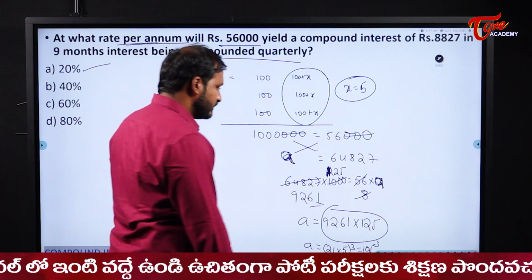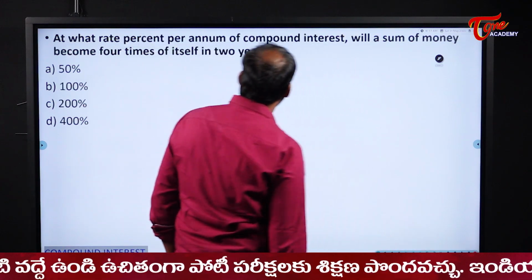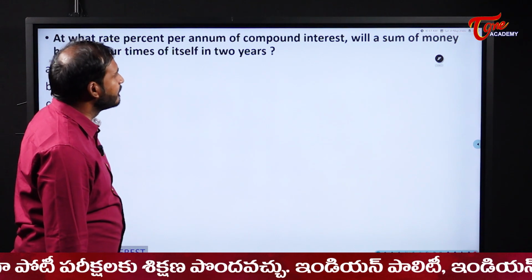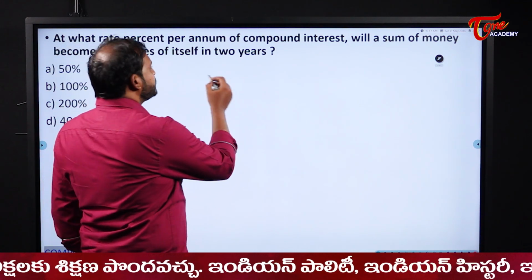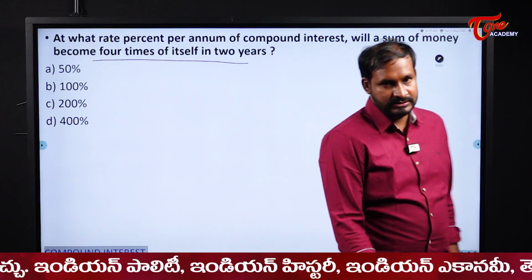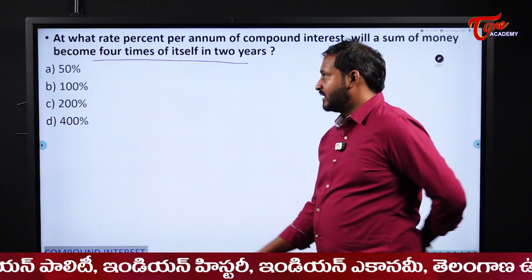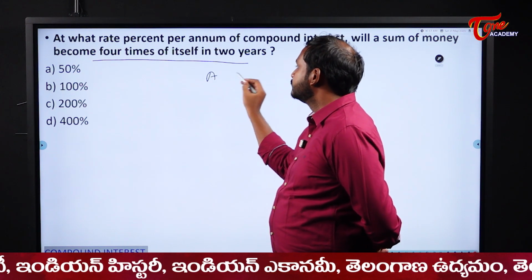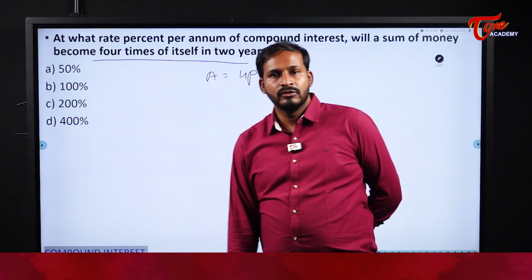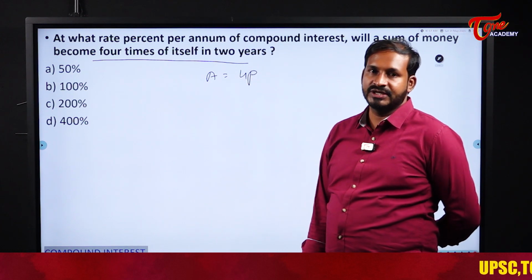Okay, next one. Be a little bit quick and observe the things carefully to get the answer. At what rate percentage per annum of compound interest will a sum of money become 4 times of itself in 2 years? That means amount is equal to 4P, right? Amount is equal to 4P.